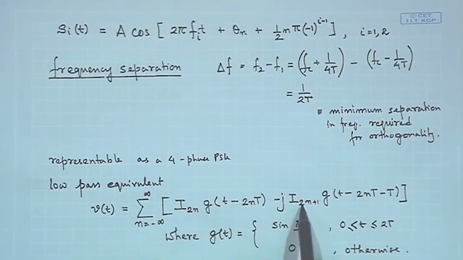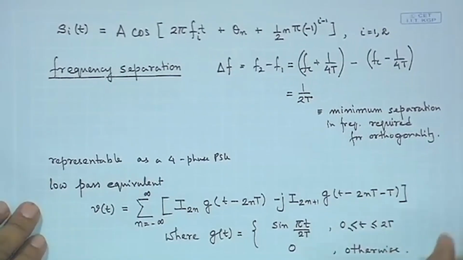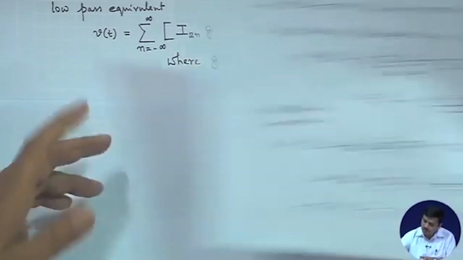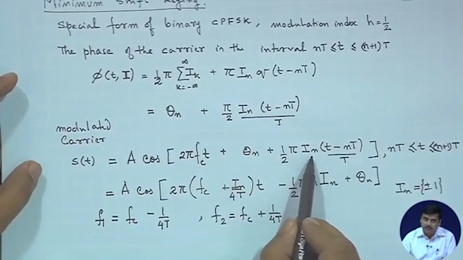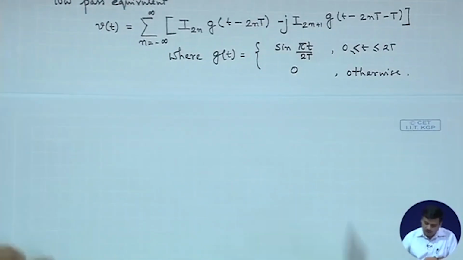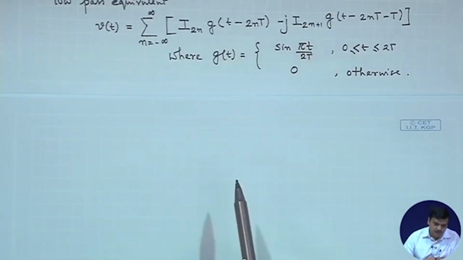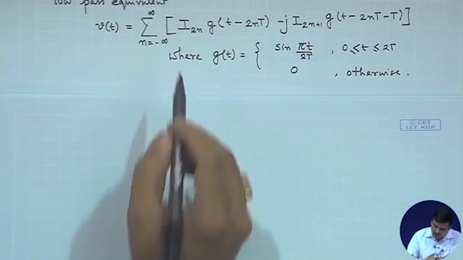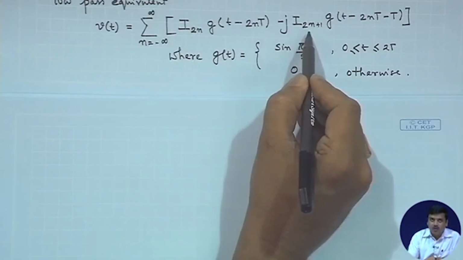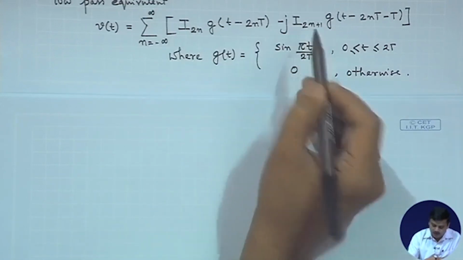Now, we have I_2n and I_2n plus 1, and we have some g associated with that. So, I would like to explain briefly what is the meaning of writing it in this form. In the previous expression, we had I_n, but now we have I_2n and I_2n plus 1. The reason for writing it this way is that we are taking the even sequence of symbols here and the odd sequence of symbols over here.